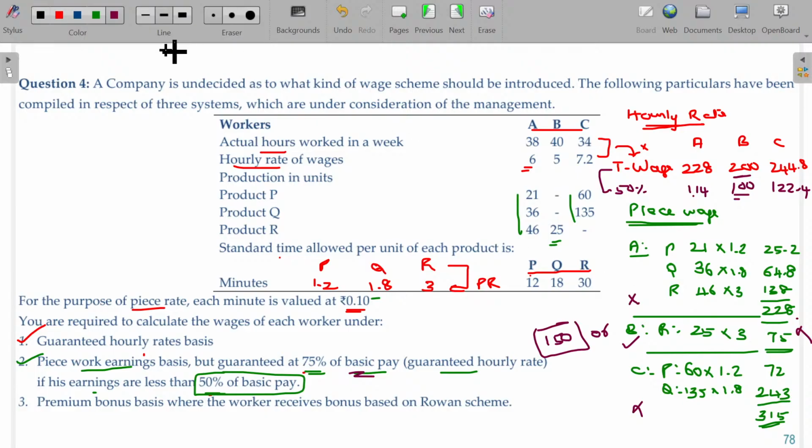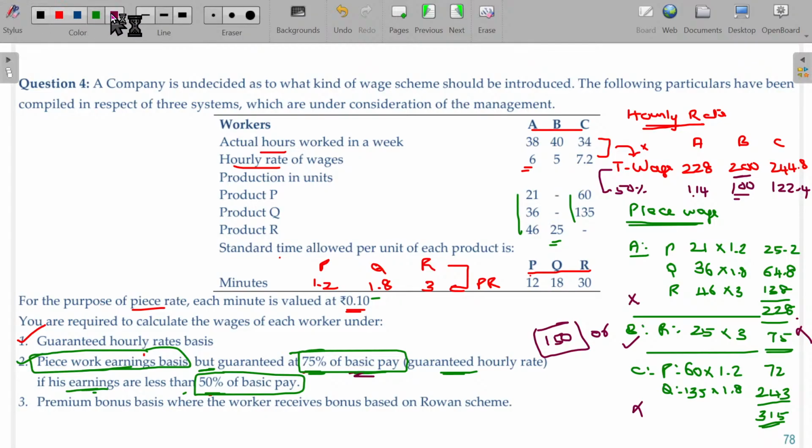Read again. Piece earning basis will be given, no problem, but guaranteed at 75% of the basic pay, which is nothing but equal to the guaranteed hourly rate. Whatever the guaranteed hourly rate is, 75% of it is guaranteed if his earnings are less than 50% of the basic pay. You have to find out the 50% of the basic pay and compare with the piece rate. Whenever the piece wage is less than 50% of the basic hourly wages, offer him 75% of the basic wages. So we have confirmed this.